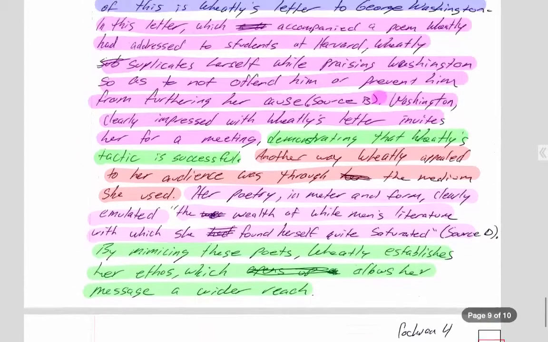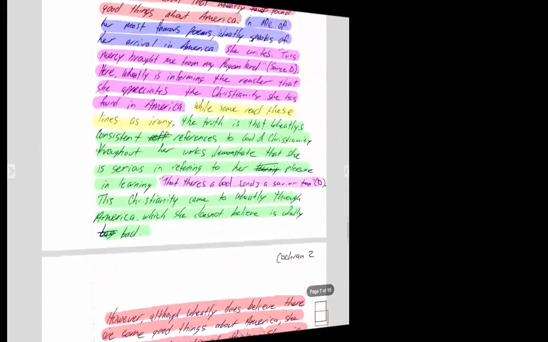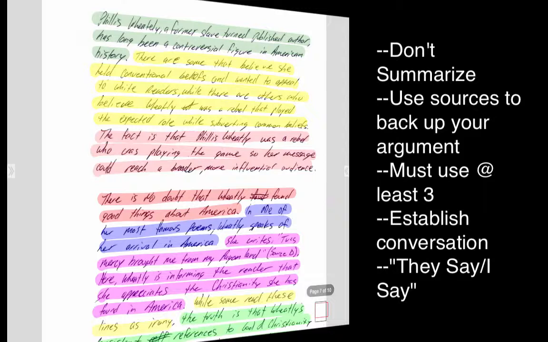With the synthesis prompt, it's really important that you remember you're not summarizing these sources. You're using these sources to back up your argument. You've got to get to at least three of them, so you've got to write kind of quick. You've got to build up that stamina.